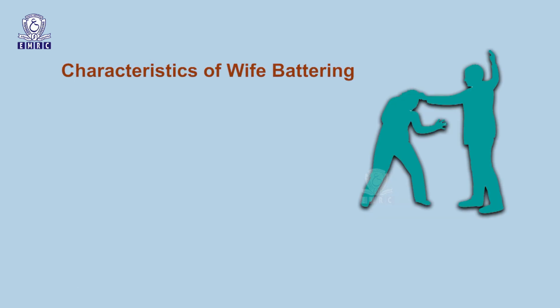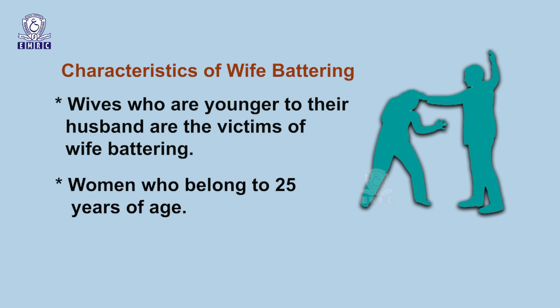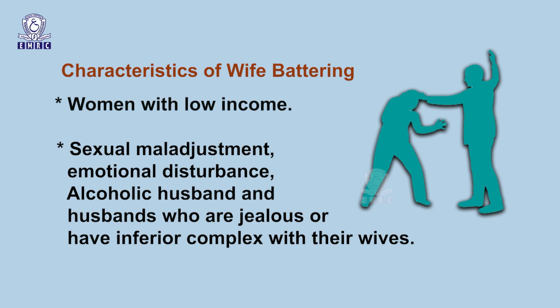Now, what are the characteristics of wife battering? Wives who are younger than their husbands are the victims of wife battering. Women who are under 25 years of age, women with low income, sexual maladjustment, emotional disturbance, an alcoholic husband, and husbands who are jealous or have an inferiority complex with their wives.